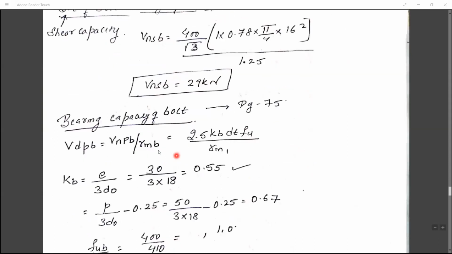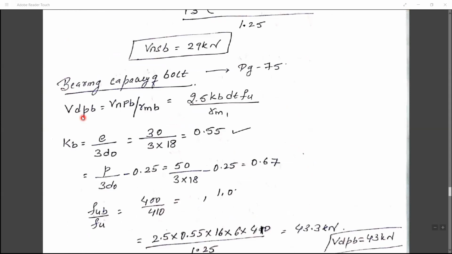Now next is the bearing capacity of the bolt, page number 75. VDPB is VNPB by gamma MB, that is 2.5 kb d t fu by gamma M1. As you know, kb is the least of e by 3d0, which is 30 by 3 into 18, that is 0.55; then pitch distance p by 3d0 minus 0.25, which is 50 divided by 3 into 18 minus 0.25, that is 0.67. This comes higher.